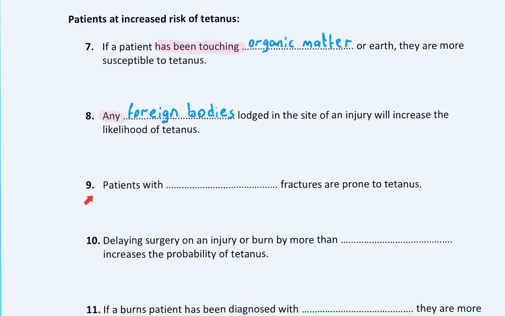Question number 9. Patients with dash fractures are prone to tetanus. So we have fractures as a supporting idea. Your answer should contain fractures. Then we have prone to tetanus, which is risk to tetanus. Therefore we go to risk.